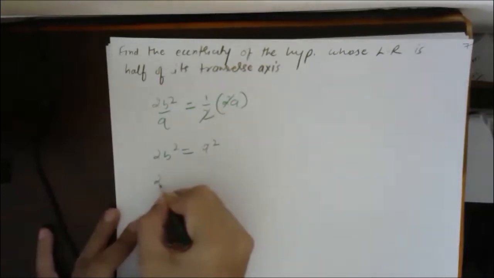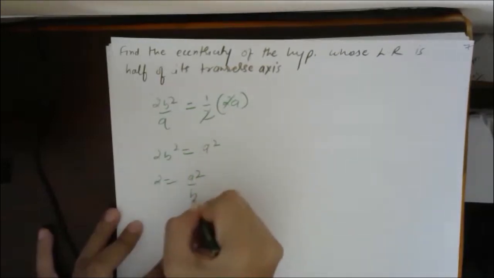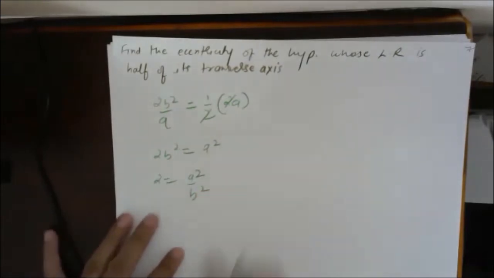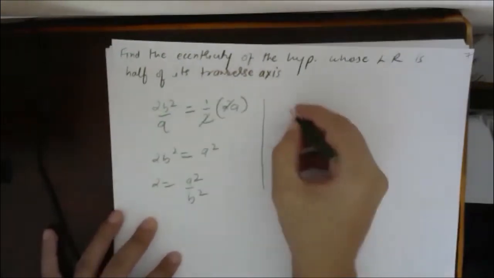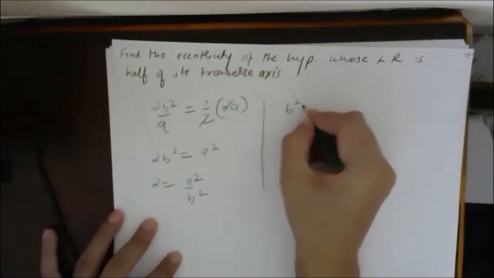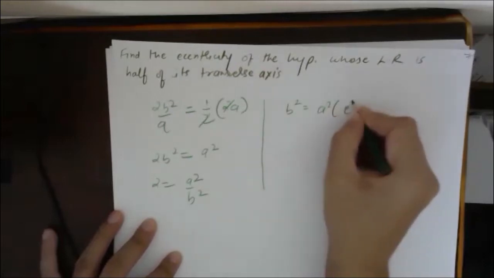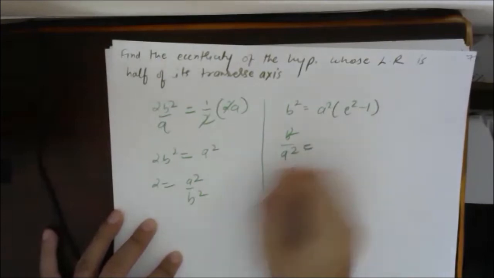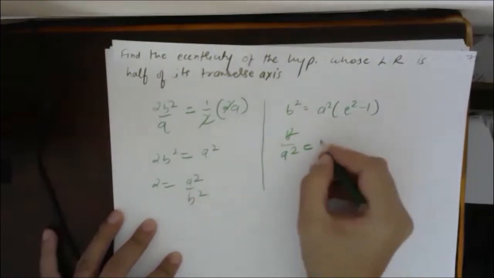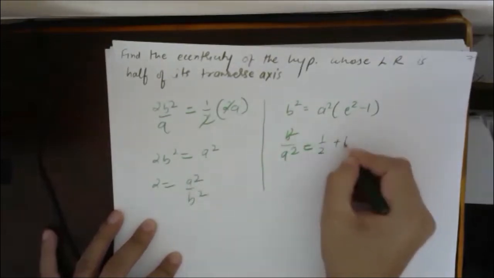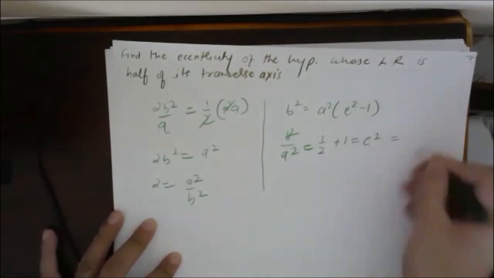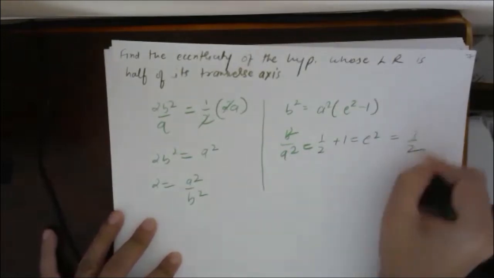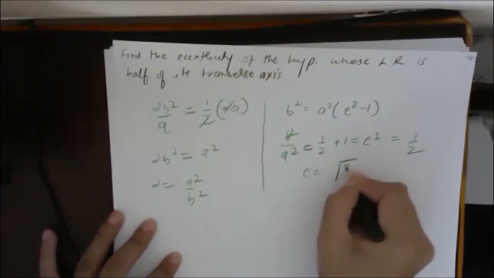So you have 2 is equal to a square by b square. This is a relation between a square and b square. Also, eccentricity is related: b square is equal to a square into e square minus 1. So b square by a square is 1 by 2, so 1 by 2 plus 1 is equal to e square. So e square is equal to 3 by 2, so e will be root of 3 by 2.